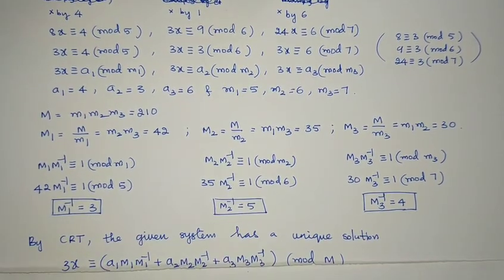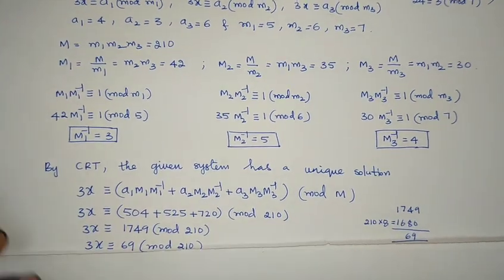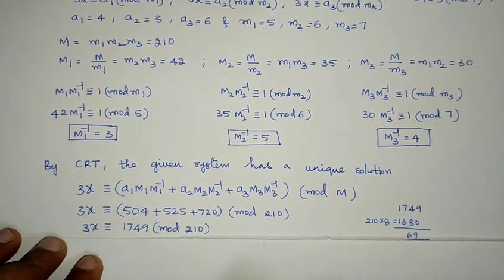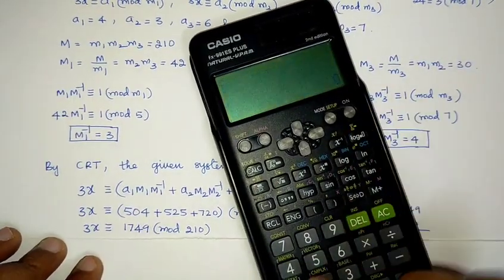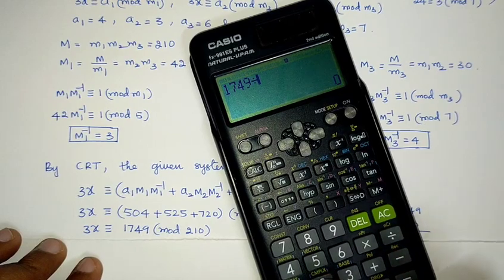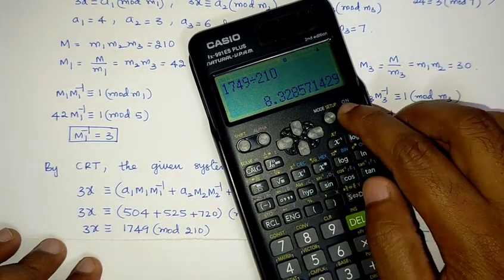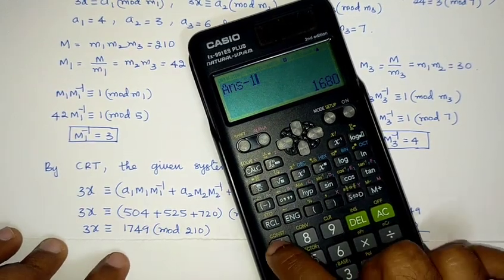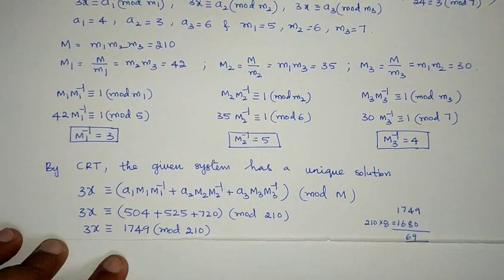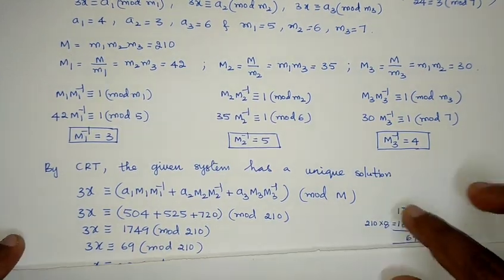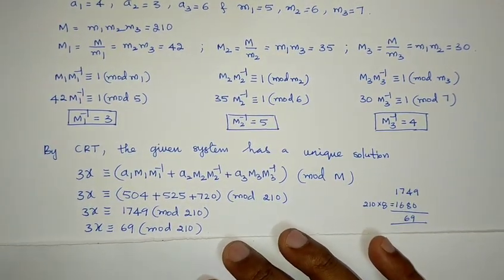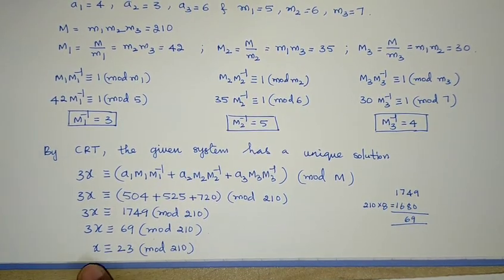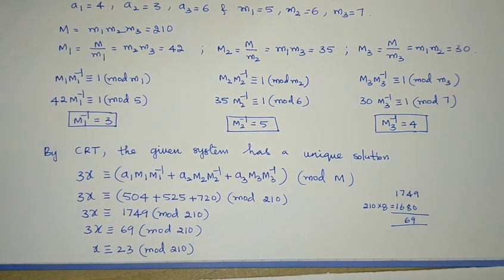After that, by the Chinese Remainder Theorem, we have the formula. Just substitute these values. Finally, we get 1749 mod 210. Let us divide 1749 by 210. We get 8 point something. So let us multiply 8 into 210 and subtract this from 1749. So 69 is the answer. So 3x ≡ 69 mod 210. Here we can divide throughout by 3, so x ≡ 23 mod 210. This is the required solution.